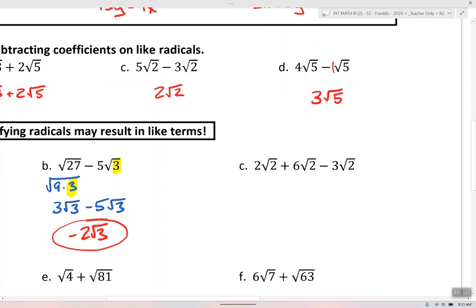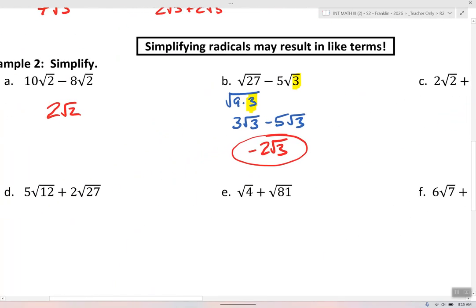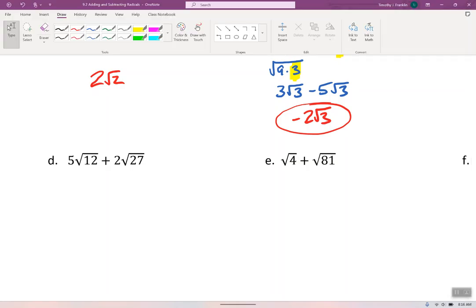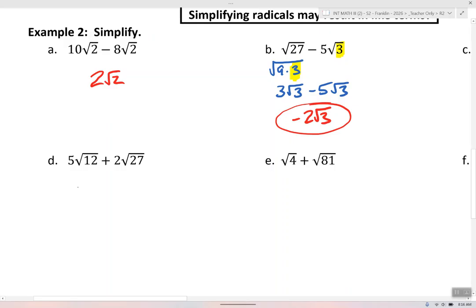Example C, these are all root 2, so I'm good to go. 2 plus 6 is 8, minus 3 is 5 square root of 2. Example D, we got 5 root 12 plus 2 root 27. Let's simplify both of these and see what happens. So for the square root of 12, I want to think of a perfect square factor of 12. Now if I think of the factors of 12, 1 and 12, 2 and 6, 3 and 4. 4 is a perfect square. So if I think of this as 4 times 3, that will help me simplify that.